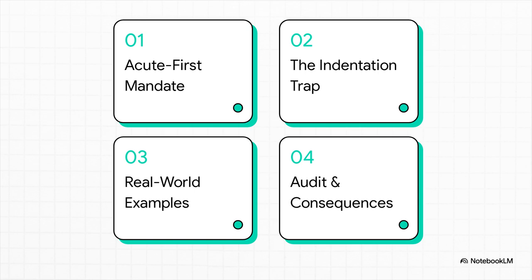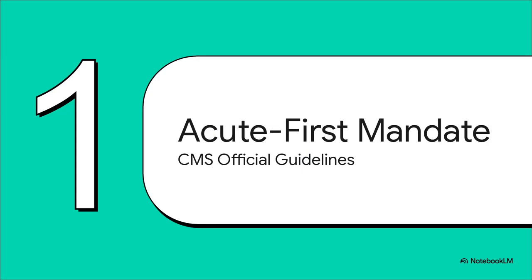So here's our game plan for today. We'll start with the acute first mandate, then look at the indentation trap, walk through some real-world coding examples, and finally wrap up with audit blocks and consequences. Let's get right into it. Section 1. The acute first mandate.